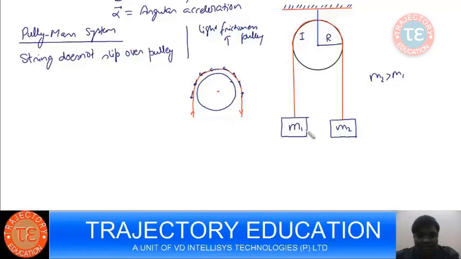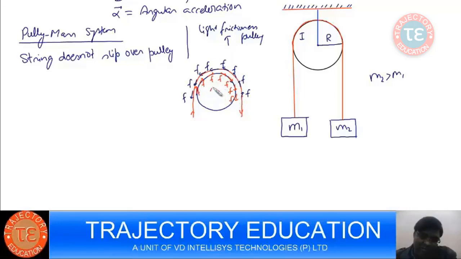When M2 is greater than M1, it creates a tendency in the string to move in this direction, the clockwise direction, right? But the friction between the string and the pulley will exert a friction force in this direction. Getting the point? The pulley is going to exert a friction force along the string in the opposite direction, and as a reaction, the string is going to exert a force F on the pulley in the opposite direction, right? And what is the friction doing?